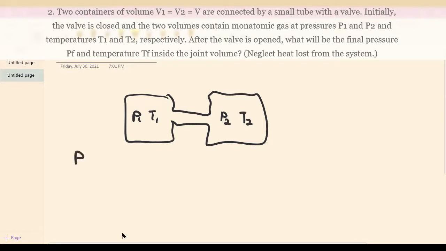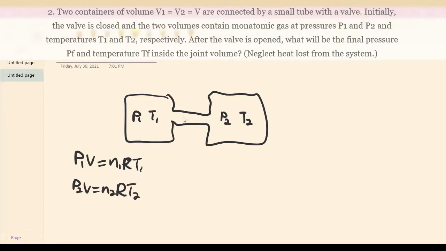So then we have P1 times V is equal to N1 times R times T1. R is a constant, and N1 is just the amount of gas in moles. Similarly, P2 times V is equal to N2 R T2. So then we get these expressions for the values of N: N1 is P1V over RT1, and N2 is equal to P2V over RT2.